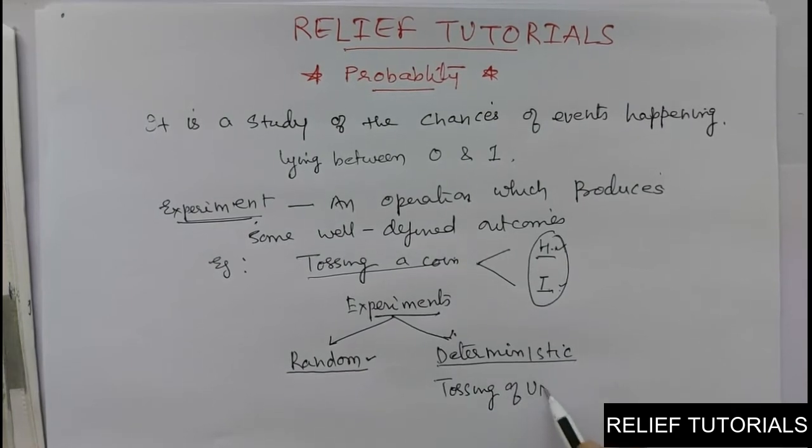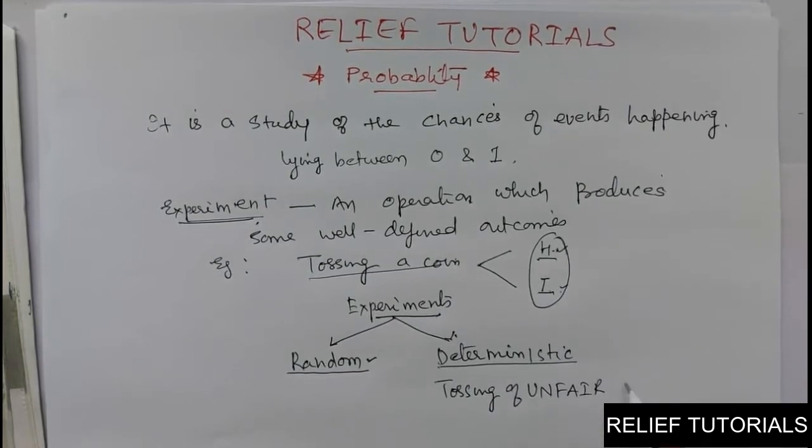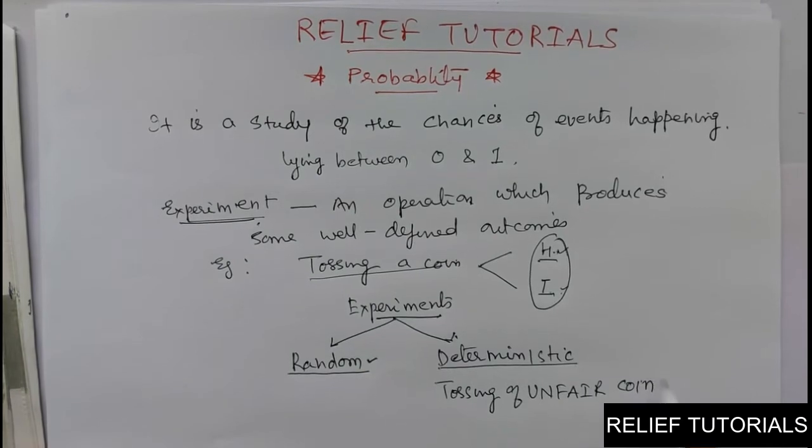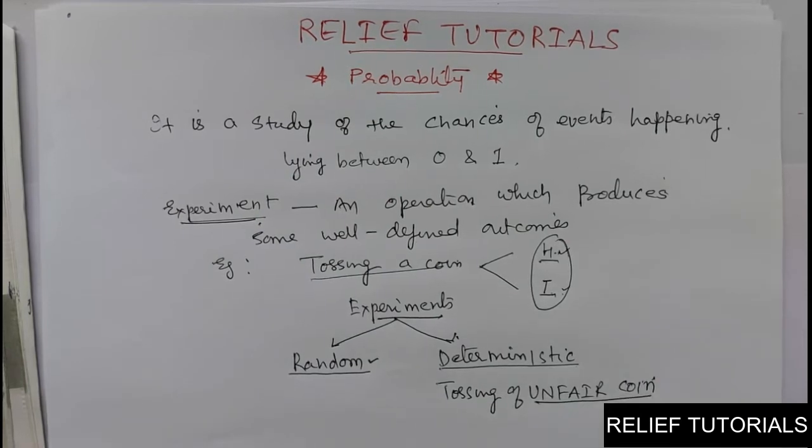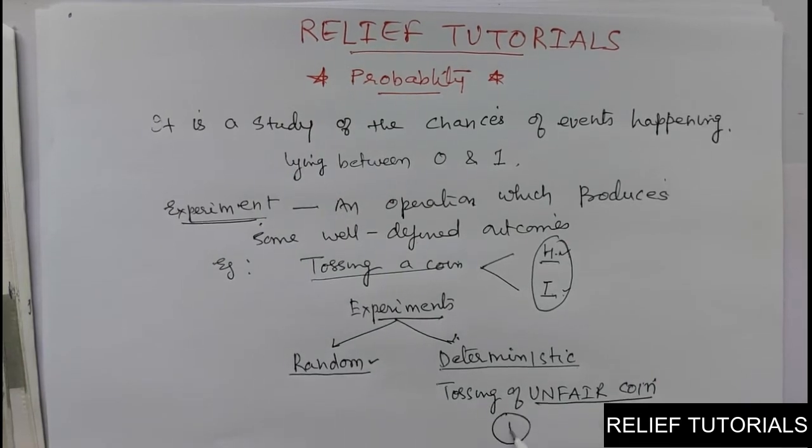You should know what you mean by an unfair coin. Unfair means having either head or tail on both sides. A coin having head on both sides or tail on both sides is called an unfair coin. If it has head on both sides, then if you toss 20 times, every time the outcome will be the same, that is head. Such experiments are called deterministic experiments. It will give the same result every time you toss the coin.